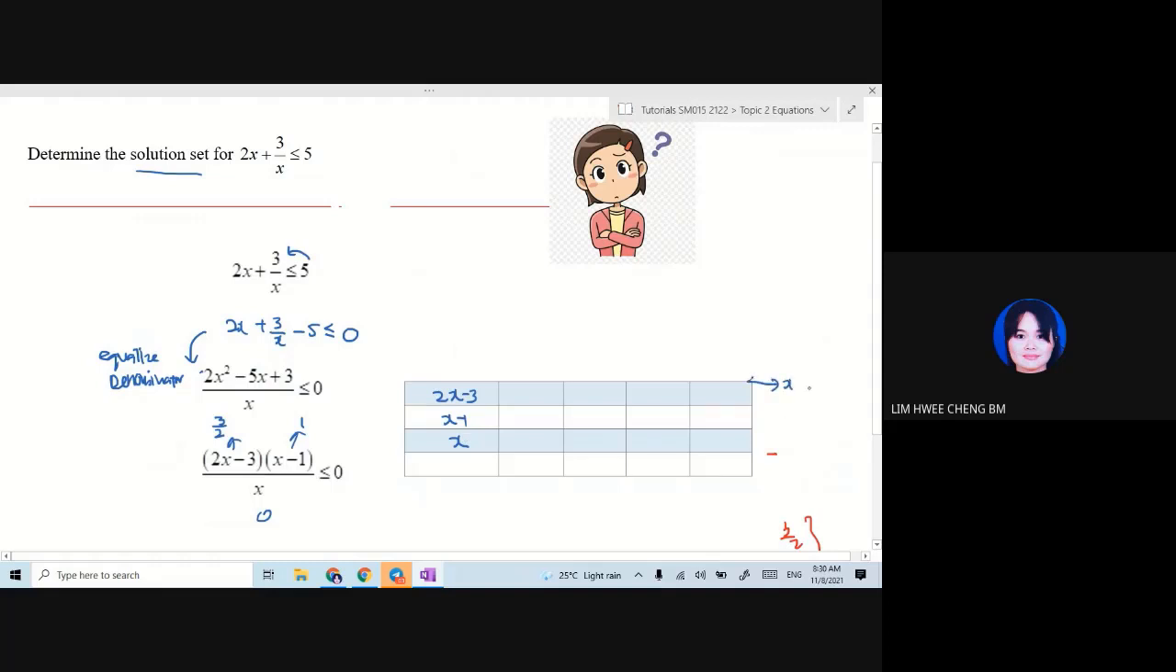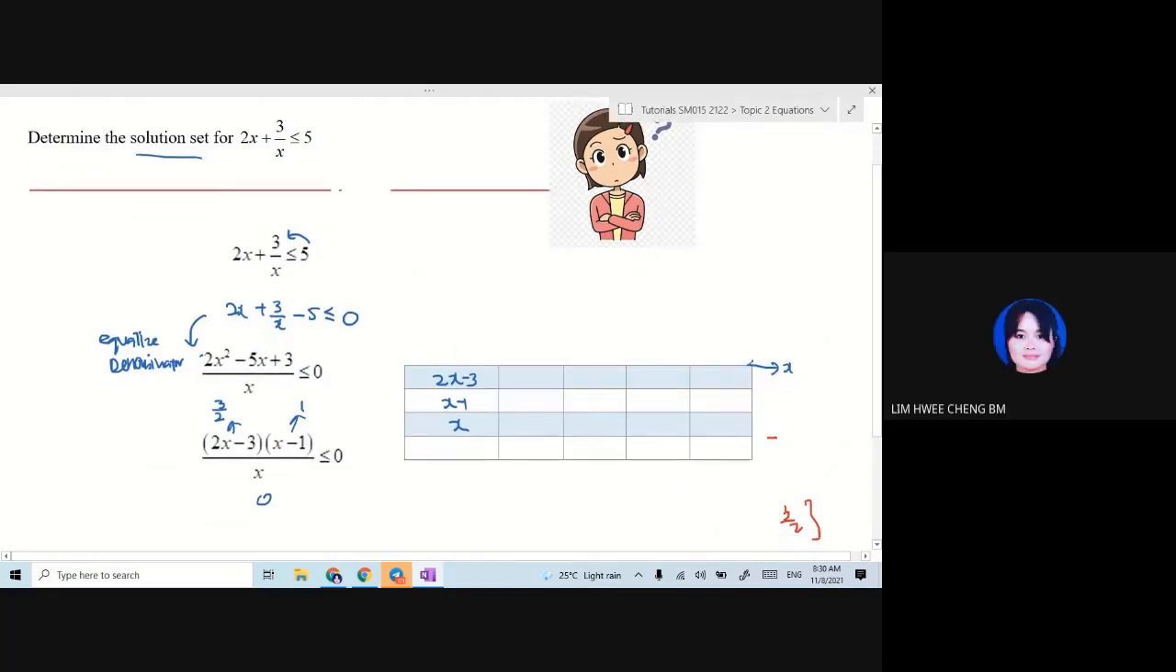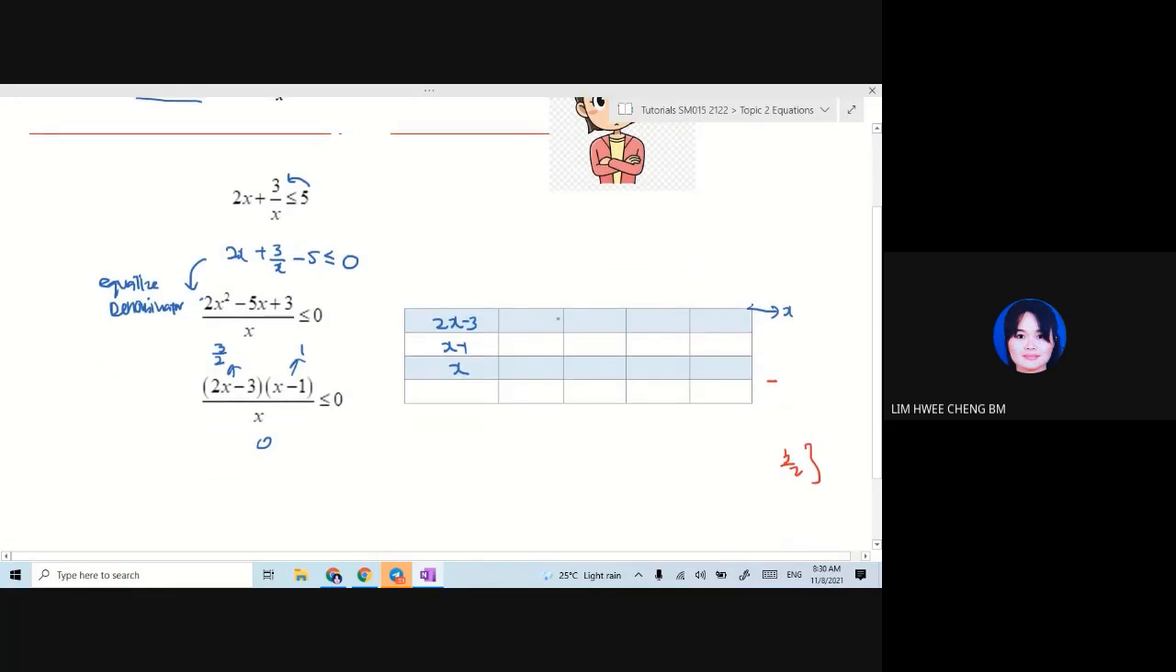Betul? Okay. Siapa dulu? 0. Betul lah 0. Lepas tu 1. Then 3 over 2. This one you cannot mix. If you mix up, then your final answer definitely will be wrong. Boleh buat carefully this set. Boleh? Boleh.